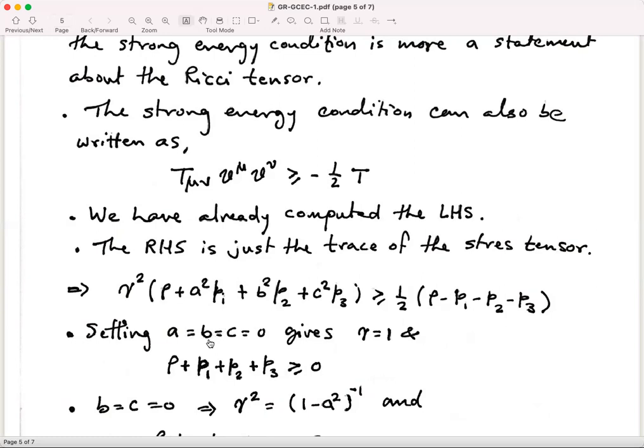Well, as we did in the earlier case where we were looking at the weak energy condition, instead of taking A, B, C all equal to zero, what we could do is to just take B and C zero, but not A. And if you do that, then you get gamma squared to be 1 over 1 minus A squared. And if that's the case, then you can just substitute it up here. We can just take it in the numerator on the other side and massage that equation a bit. Remember, we have to set B and C to 0 on this side. That's what we have chosen. But rho plus A squared P1 is there on the left-hand side. Gamma squared is pushed on the right-hand side and written in terms of 1 minus A squared multiplied by rho minus P1 minus P2 minus P3.